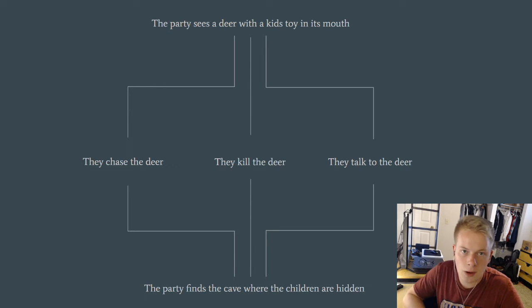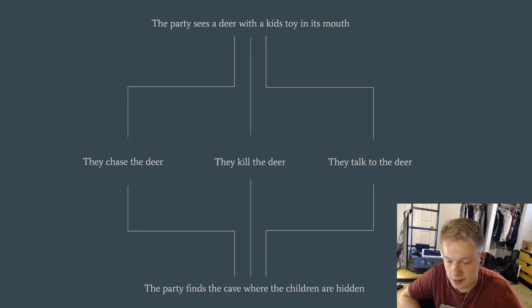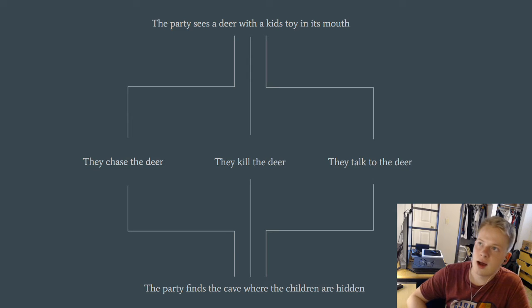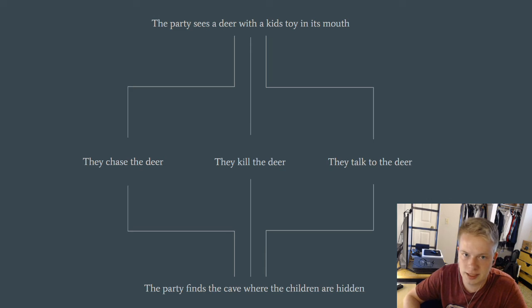If they chase the deer, it will probably lead them back to the cave that the kids are hidden in. If they kill the deer, there will be tracks left behind by the deer that they could follow back to the cave, probably with a low DC survival check so that we don't get stuck on it. Or even with nothing, because if everybody just rolls crap, we're stuck. There's nothing we could do. And if they talk to the deer, it should have information about where the cave is with the kids.